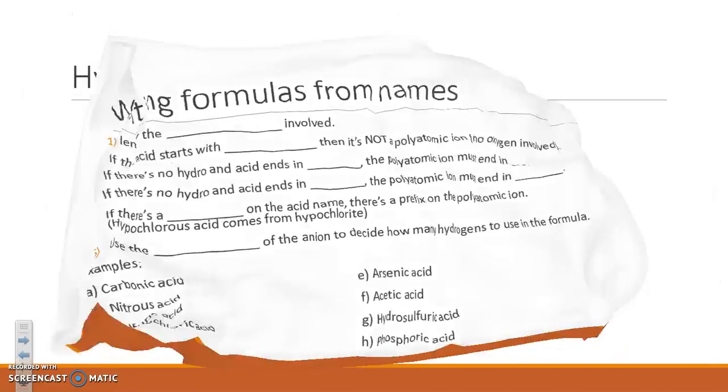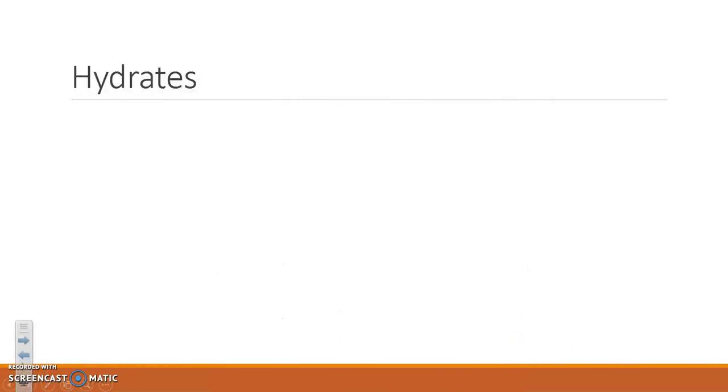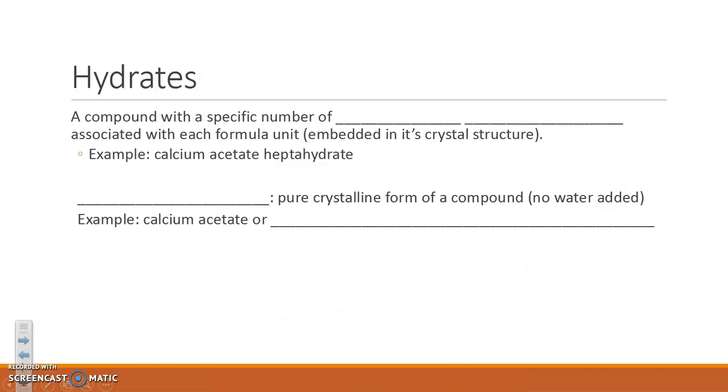Okay, let's talk about hydrates. What in the world is a hydrate? Well, a hydrate is a compound that has a specific number of water molecules embedded in the crystal structure. So you have to show them in the chemical formula when you write it and when you say the name as well. So we have calcium acetate heptahydrate. That was a mouthful. This is the name of the compound, and this part tells you it's a hydrate. There's waters associated with it.